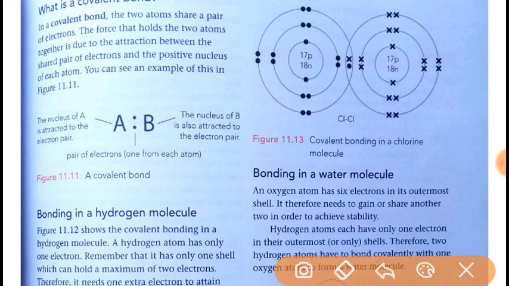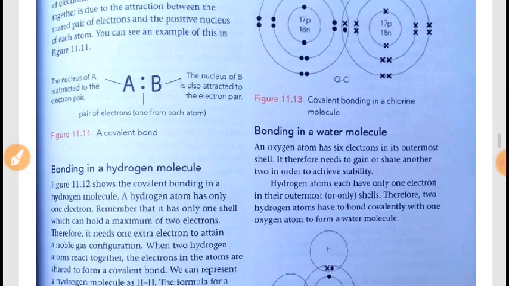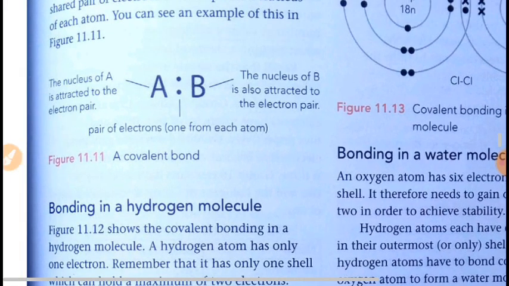So what makes covalent bonds strong? It is due to the attraction of the electrons in the bond and the positive nucleus. As you can see on the labels on this diagram on my left side of the screen, there's a label that says the nucleus of A is attracted to the electron pair. Then in the middle it says pair of electrons, one from each atom. And then the nucleus of B is also attracted to the electron pair.